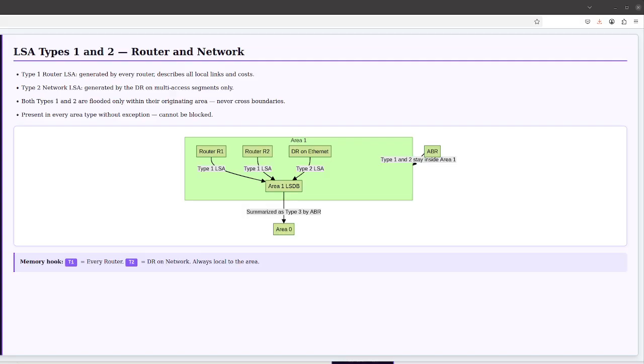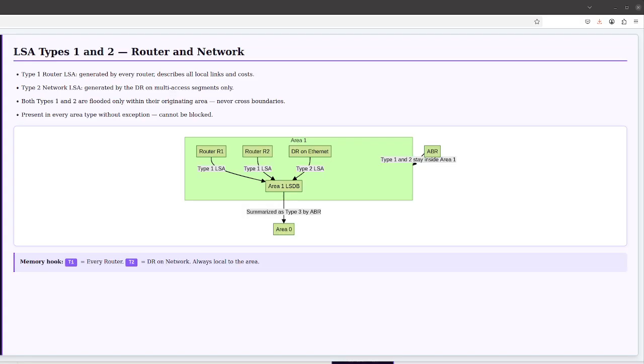LSA Type 2 is the network LSA. It is generated only on multi-access networks such as Ethernet segments where a designated router has been elected. The DR generates a single Type 2 LSA on behalf of the entire broadcast segment, listing all routers attached to that segment. Like the Type 1 LSA, the Type 2 LSA is flooded only within its originating area and never crosses an area boundary. On point-to-point links there is no DR election and therefore no Type 2 LSA is generated.